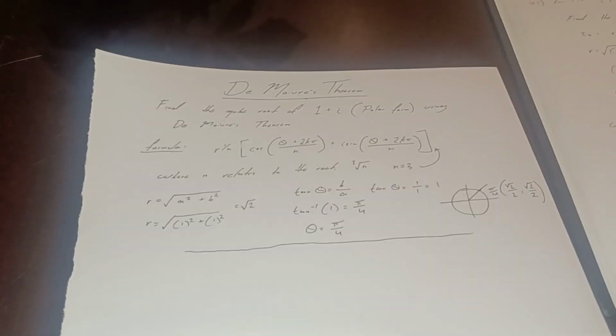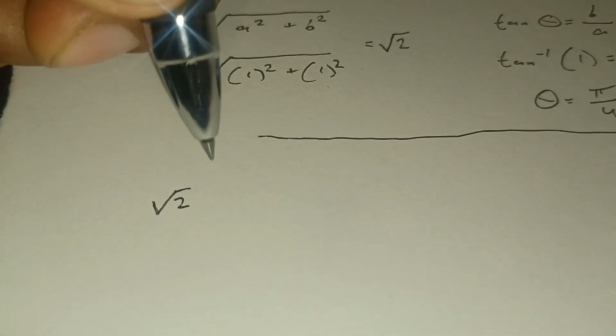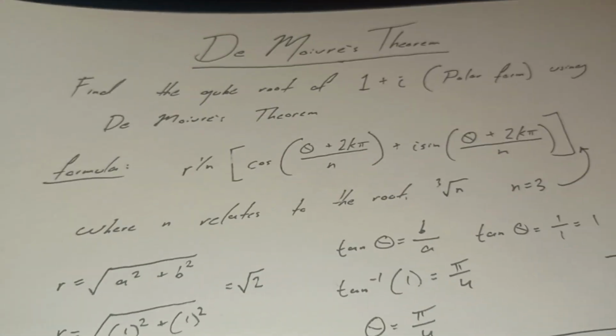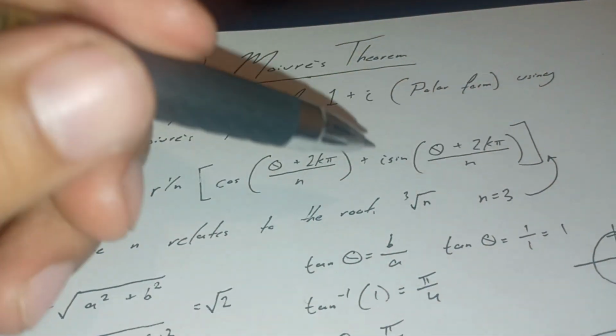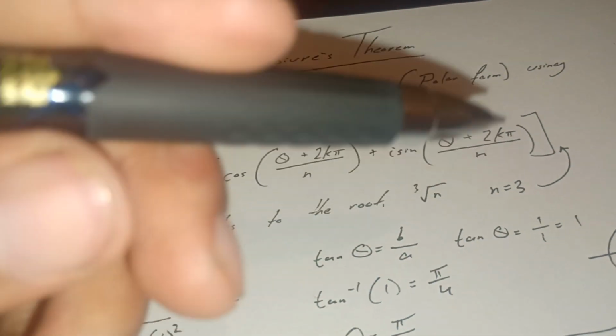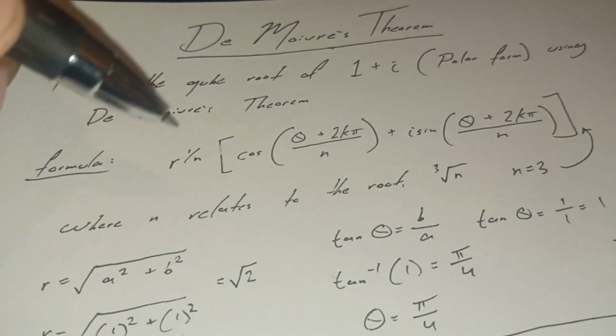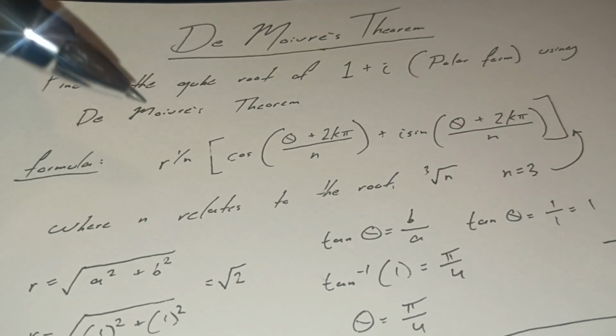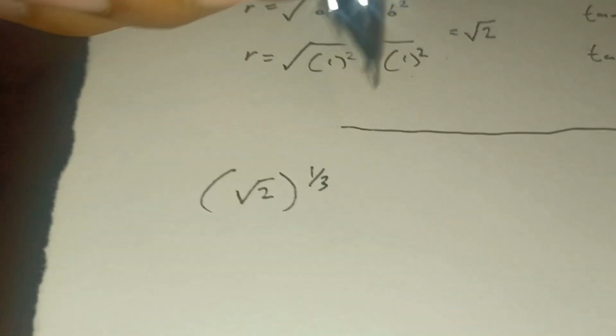Let's draw a line to separate that. So let's go ahead and plug in our r value: the square root of 2 to the 1 divided by n power. Recall that n is equal to 3 because we're looking for the cube roots. So r is the square root of 2 to the 1 divided by 3 power.